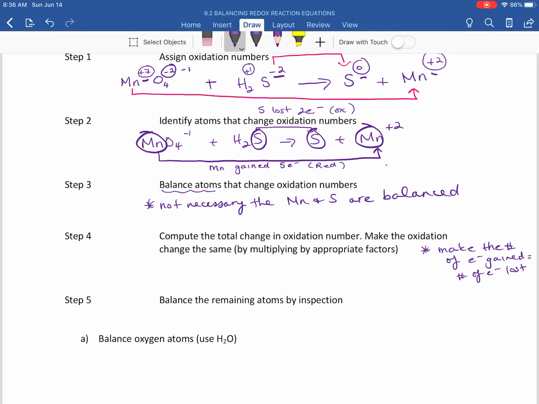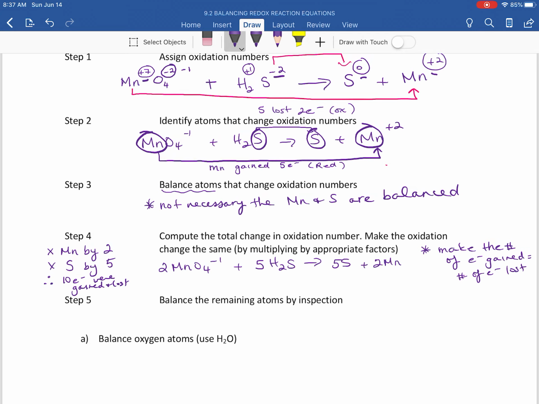So we are going to multiply manganese by 2, and we are going to multiply sulfur by 5. Therefore, 10 electrons were gained and lost, right? And that's equal. So when I do that, I'm going to put a 2 in front of my manganeses. So 2 MnO4 plus, and where the sulfur is, I've got to put a 5 H2S. And then 5S on this side. See how my S's have to have 5, and then they're balanced too.